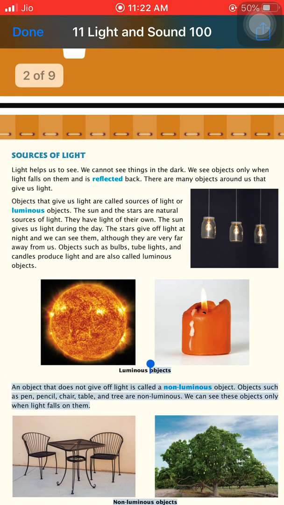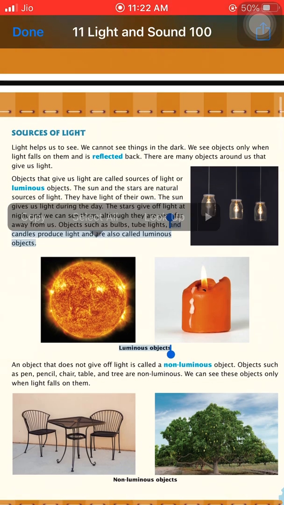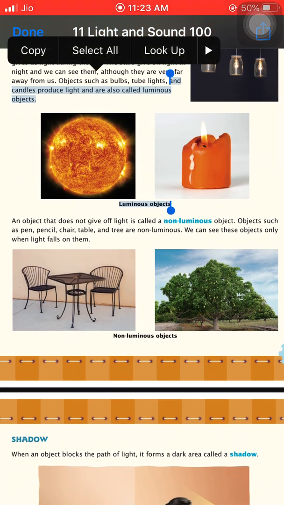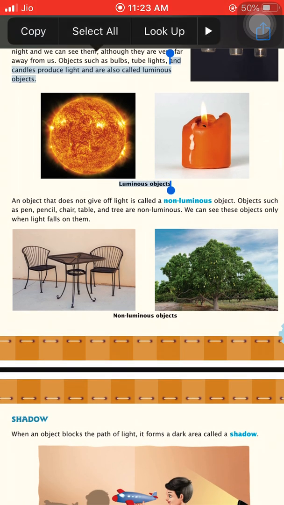Now the second one is non-luminous. What is a non-luminous object? An object that does not give off light, meaning those objects that do not give any type of light. For example, in our classroom, benches, blackboards, windows, cupboards. These are all objects that do not give any type of light, so they are known as non-luminous objects.